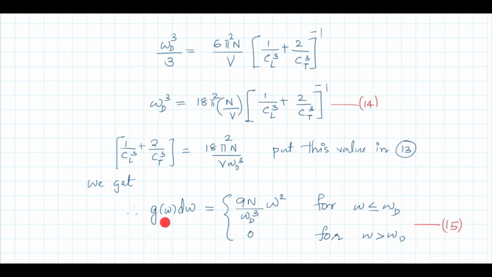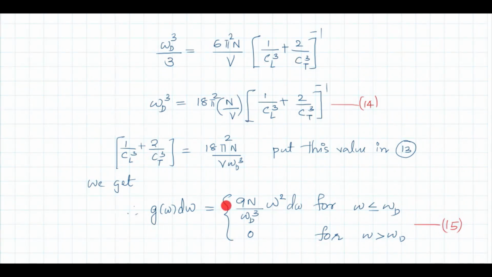Then you will get g(ω) dω equal to 9n/ω_D³ into ω² dω for ω less than or equal to ω_D. And for ω greater than ω_D, there are no normal modes, so the number will be 0. So g(ω) dω is 9n divided by ω_D³ into ω² dω for ω less than or equal to ω_D, and 0 for ω greater than ω_D.